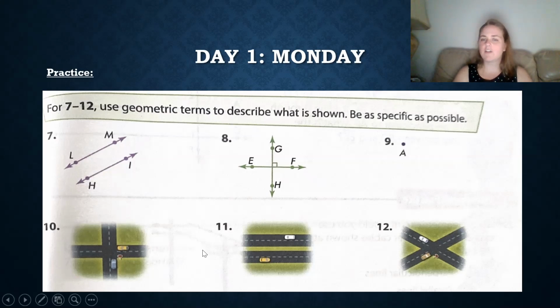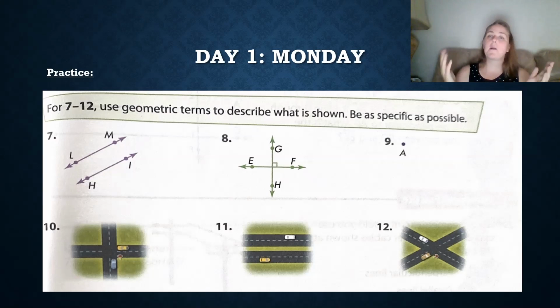So they all look like they're little roads with little cars on them, but they're different kinds of lines. So number 10, I can see that creates a 90-degree angle, so that would be perpendicular. Number 11, they don't touch. So what kind of lines would those be?